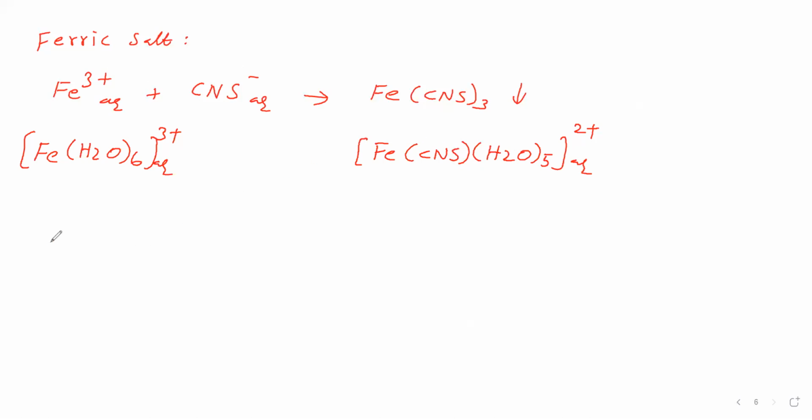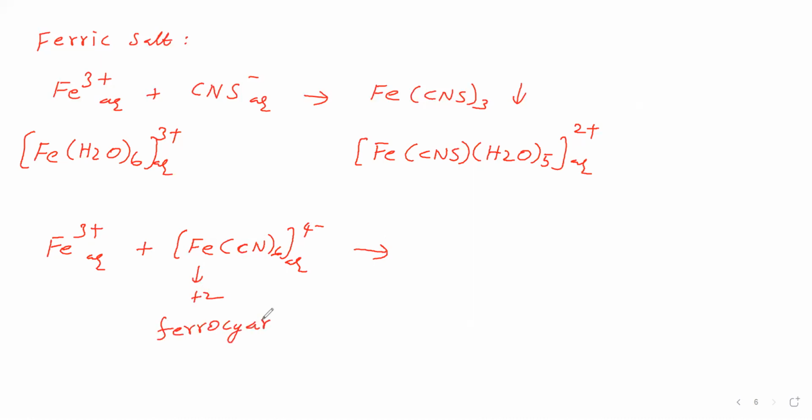Next, we will take a ferric salt solution. Then we will take ferrocyanide solution and add it into this ferric salt solution. Okay, it is a complex. It is ferro; here the oxidation number is +2. In ferrocyanide, Fe is having +2 charge.